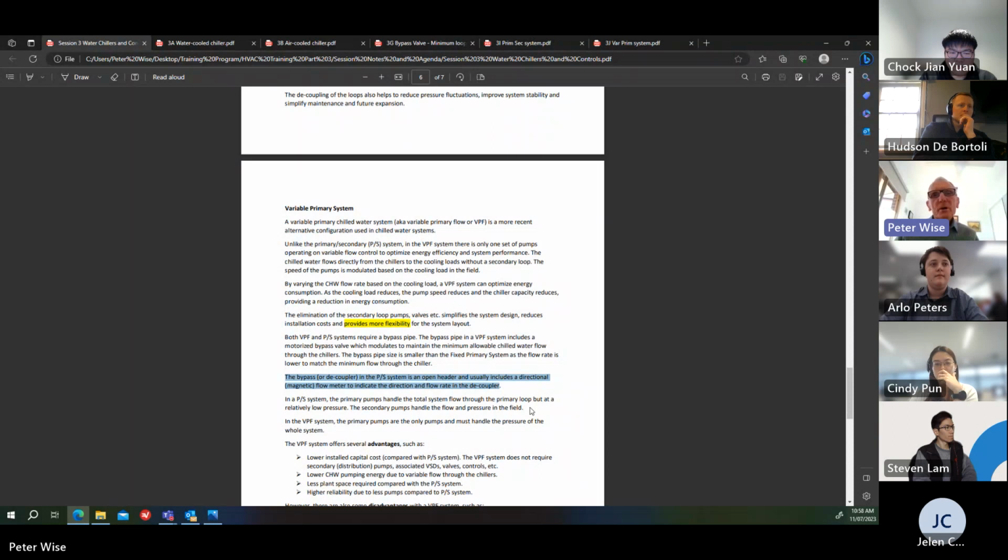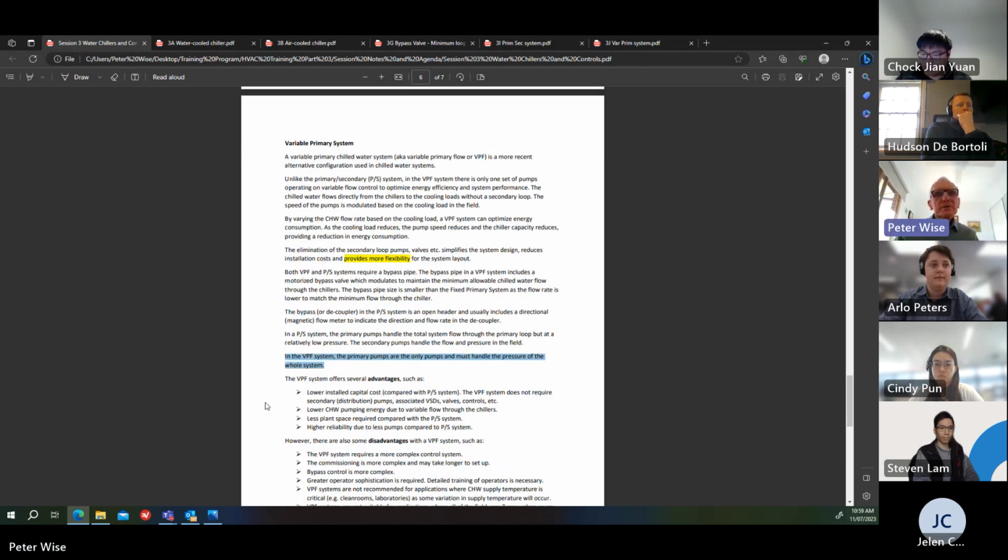Now, in a primary secondary system, the primary pumps obviously have to handle the total system flow, but only to pump it through that primary loop. So the pressure drop for the primary pumps is relatively low, but the secondary pumps handle the flow and the pressure in the field. So you've got two sets of pumps doing the same total flow, but with different pressure. But in the variable primary system, the primary pumps are the only pumps and have to handle the pressure of the whole system. So be aware of that.